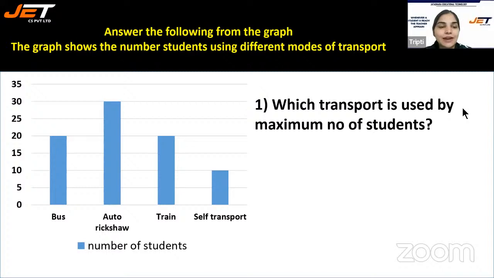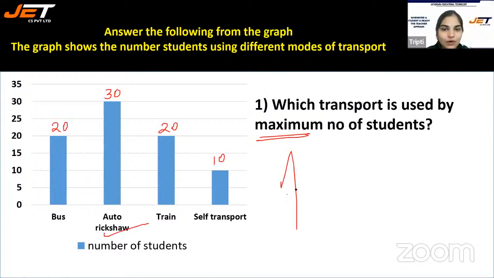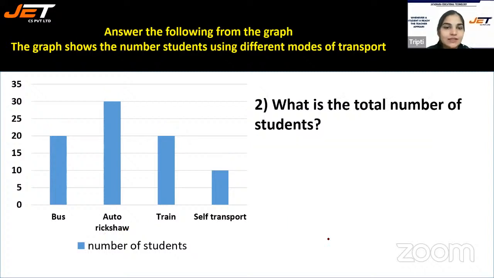So here we can see the graph. 20 students are using bus, 30 using auto rickshaw, then 20 again using train. Self-transport, that means the ones coming by their own mode of transportation, that is 10. So the maximum, the most is 30, auto rickshaw. So for this, we have the answer as auto rickshaw.